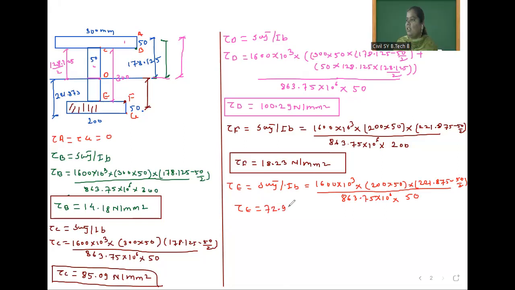72.93 Newton per mm square. So if an unsymmetric section is given, at that time you have to find out stresses at each and every point. After that we will draw the stress distribution diagram. So first I will draw the original figure, then we will draw the stress distribution diagram.